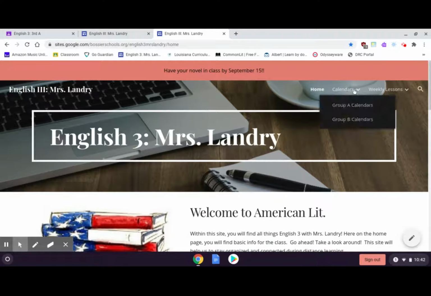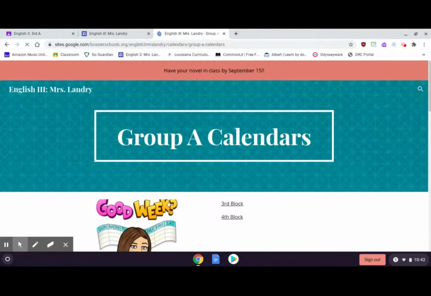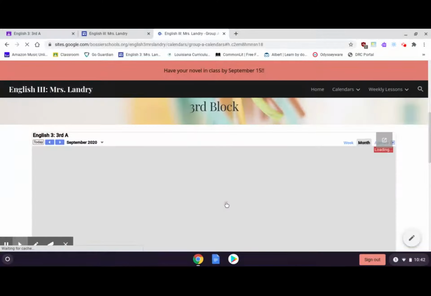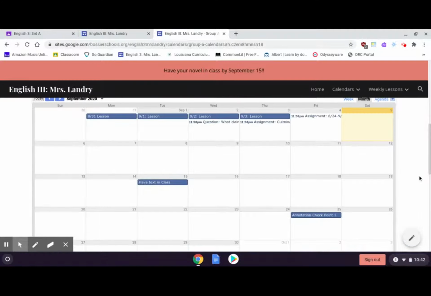The next thing I want to bring your attention to, if you look at your calendar, please note it is also on your calendar that you need to have your text in class by the 15th. So just keep that in mind. Over here, you'll see an annotation checkpoint. We'll talk about that later.